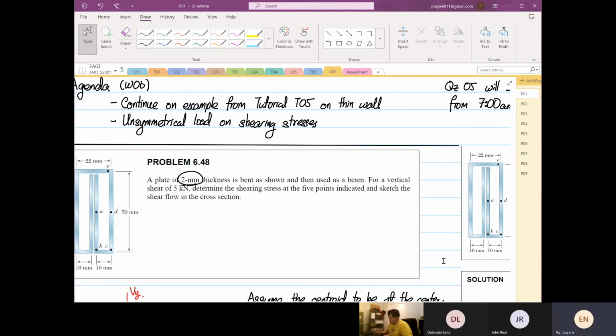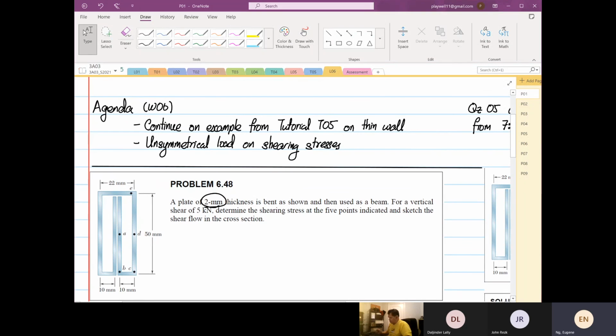Okay, so this is week 6. We're going to continue the example from the tutorial in week 5 on thin wall, just to finish things off. I think the most difficult part is over. Then we're going to look at the last section of shearing stress, which is unsymmetrical loading.